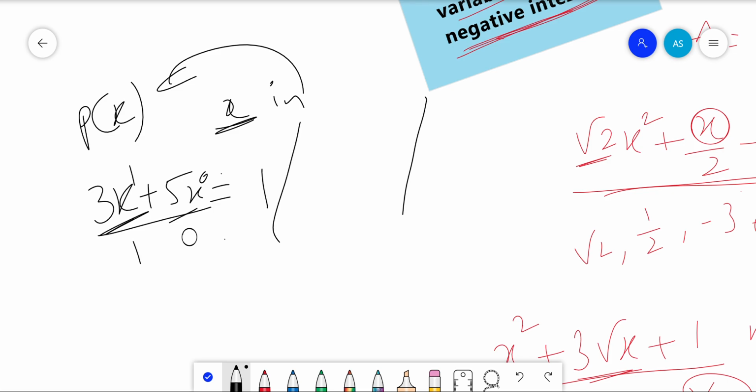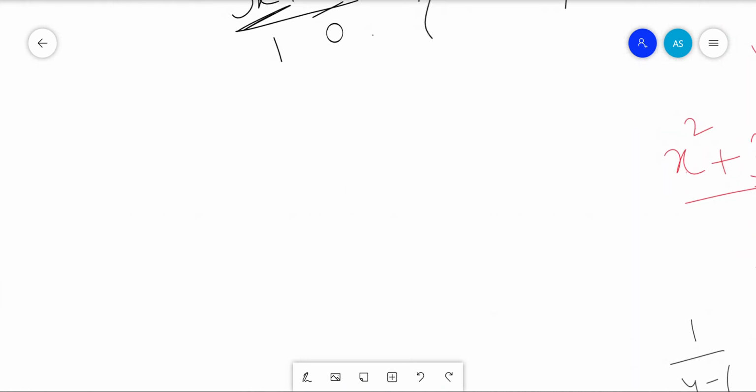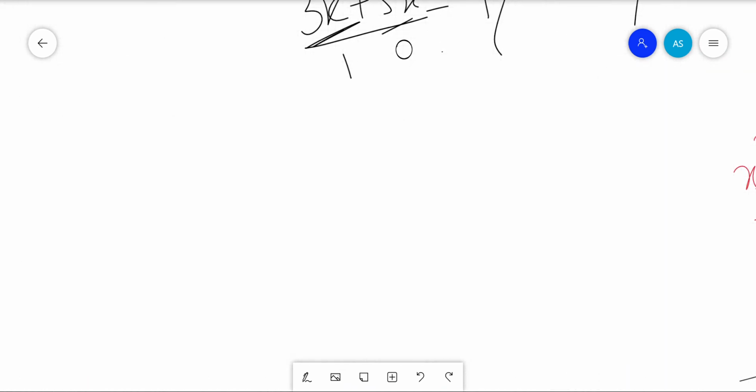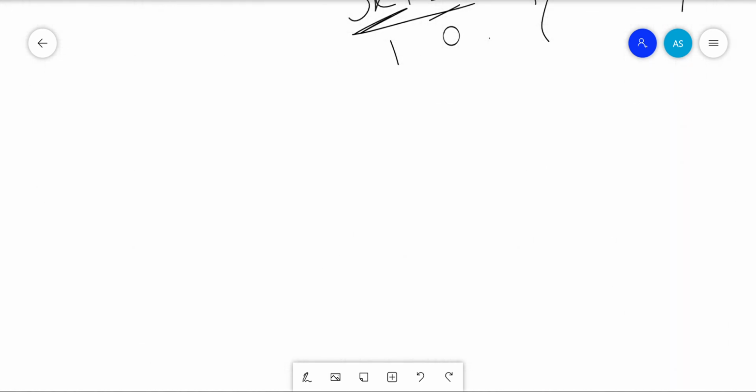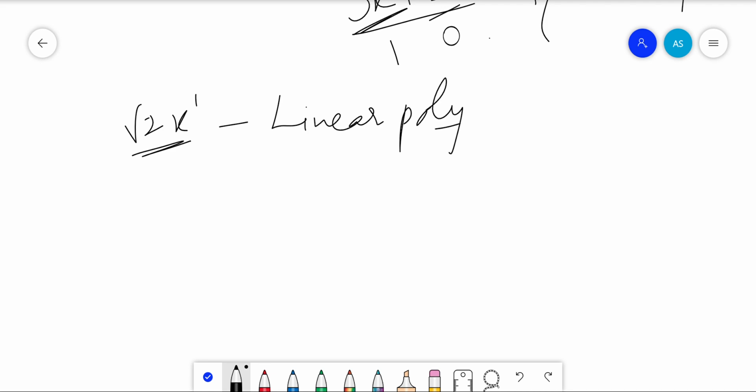Next, for example, root 2 x. What is the degree? 1. Because here it is degree 1. So these are called linear polynomials. It is called a linear polynomial.